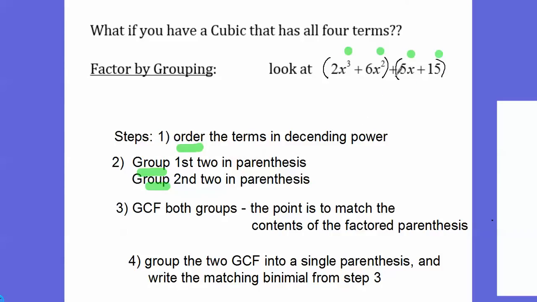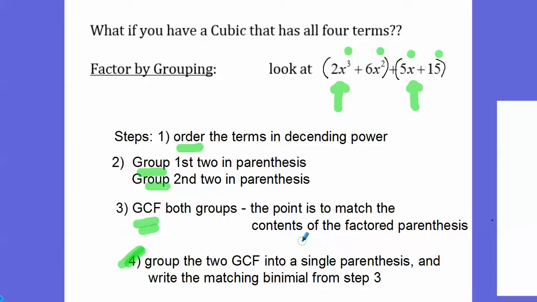I'm not going to capture this because I want it to be not a multiplication problem. Then what we're going to do is GCF both groups. I'm going to find the greatest common factor of this one, and the greatest common factor of this one. Lastly, I'm going to group the 2 GCFs in a single parenthesis and write the matching binomial from step 3. What does this mean? Let's look and see what we're talking about.